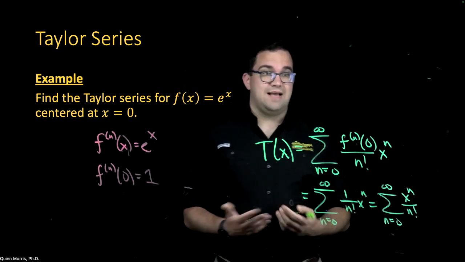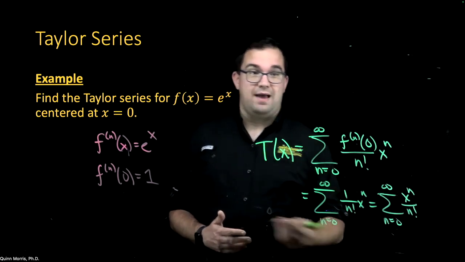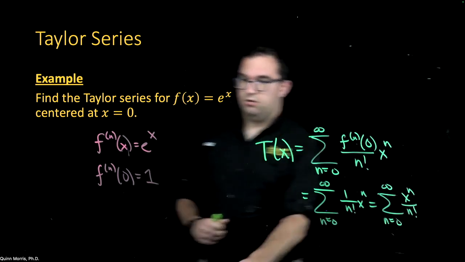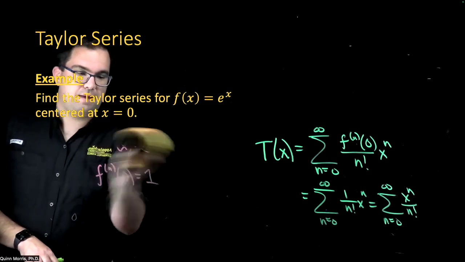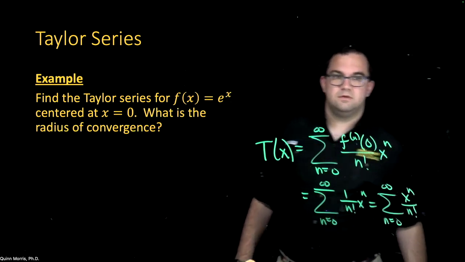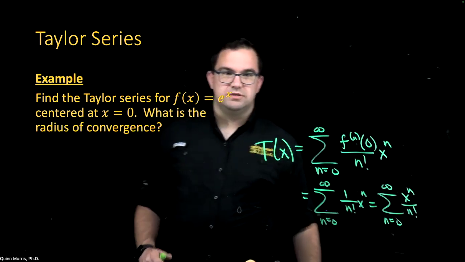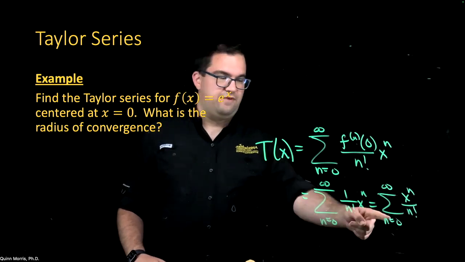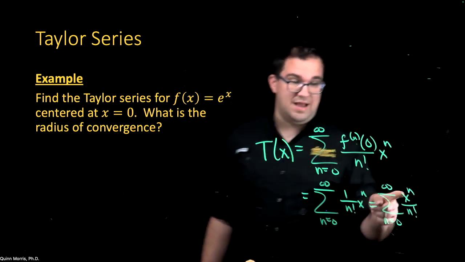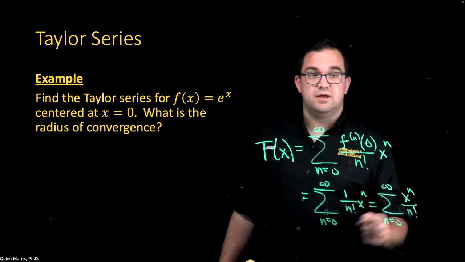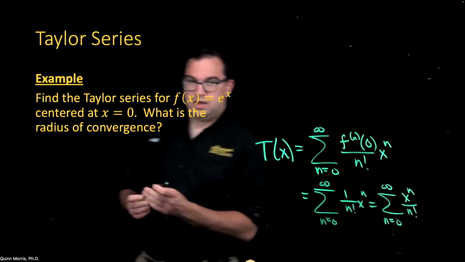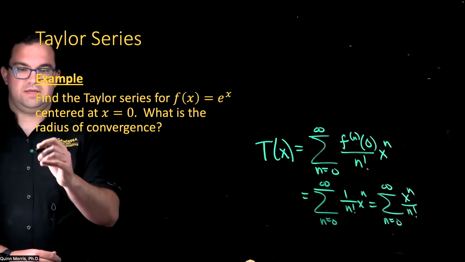So we can now start to ask questions about that power series, just like we did for a generic power series. A reasonable follow-up might be to say, okay, now that you have this, what's the radius of convergence for this Taylor series? We found the Taylor series, but it's a power series. A reasonable question to ask would be, for what values of x does this series converge?